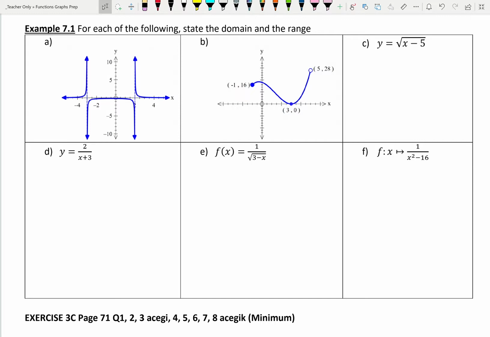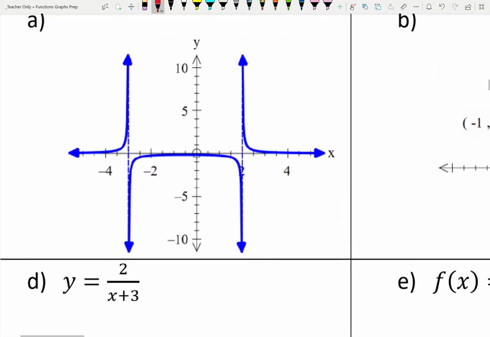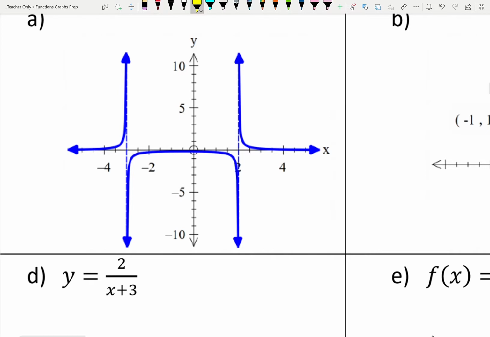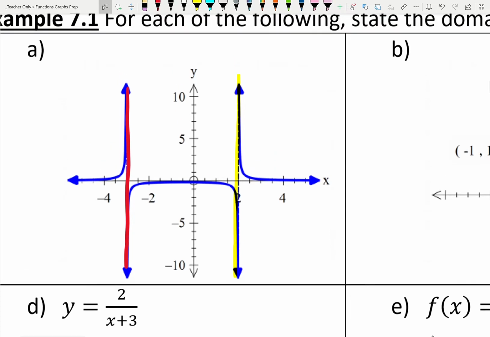In example 7.1, you're being asked to state the domain and the range, and a quick reminder, domain is referring to any x or horizontal values that are possible, and the range is any possible y values. So having a look at our first example here, you can see that we've got asymptotes at -3 and 2, and so that tells us that our domain is the set of all x such that x does not equal -3 or 2.